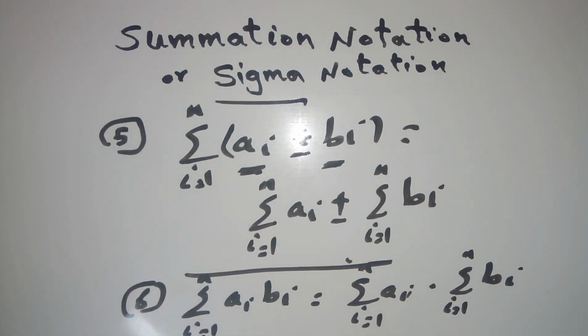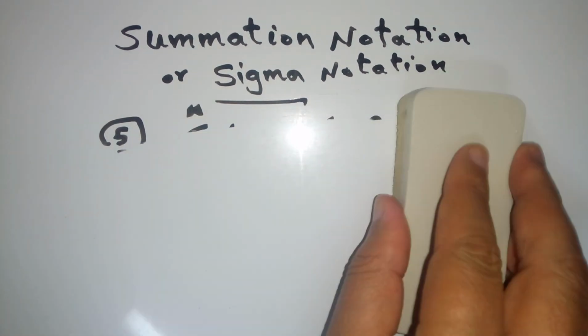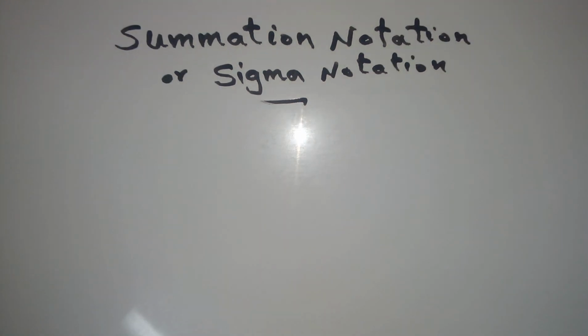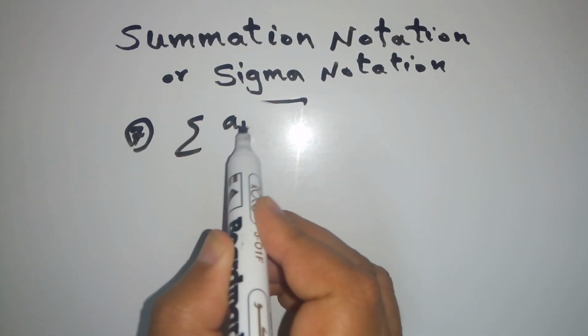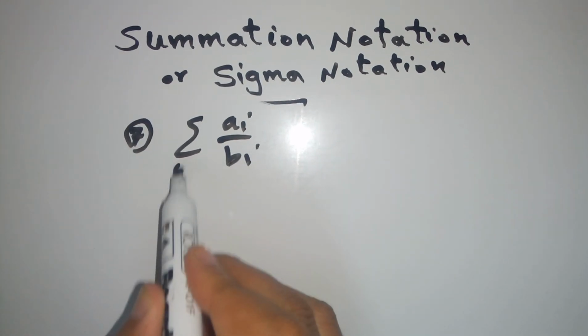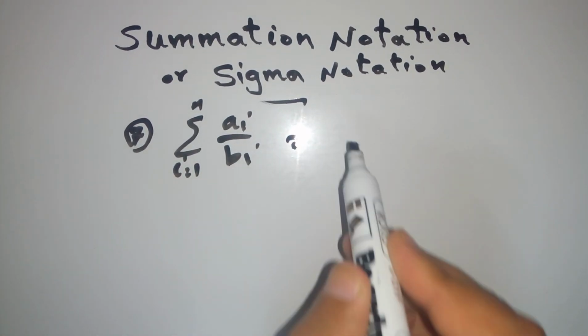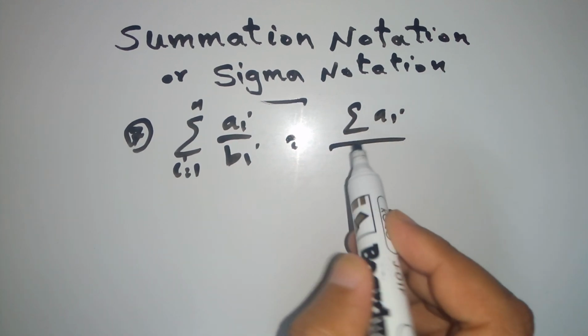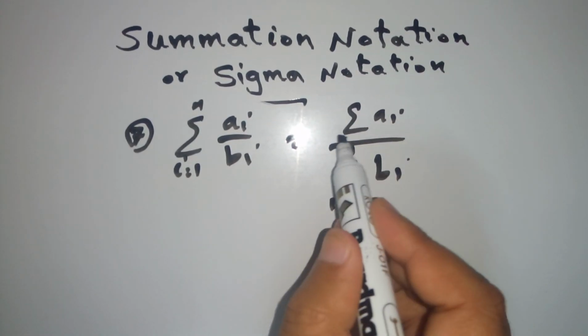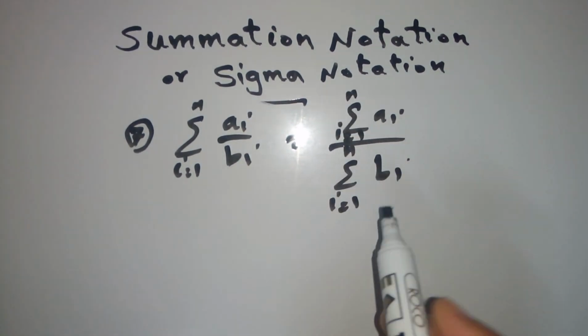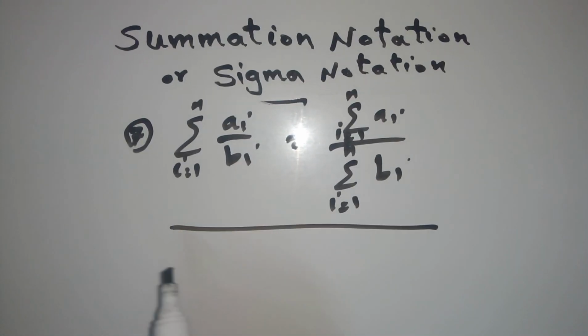Okay, and we can distribute over the division. The summation of a_i divided by b_i from i equals 1 to n will be the summation of a_i divided by the summation of b_i from i equals 1 to n in these sums. How to apply these rules?